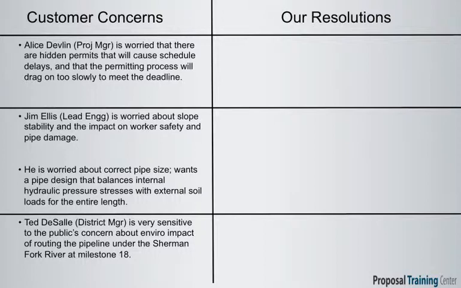Next, I asked the team to prioritize the concerns. The permitting process was very important to Alice. The team got plenty of hints from Alice about that. Slope stability issues were a big worry for Jim. The pipe size was also a concern, but not as much. And Ted was really wringing his hands over the public relations issues associated with running a pipeline under that trout stream. Once we figured these out, I asked the team to brainstorm ways we could resolve each of these worries.